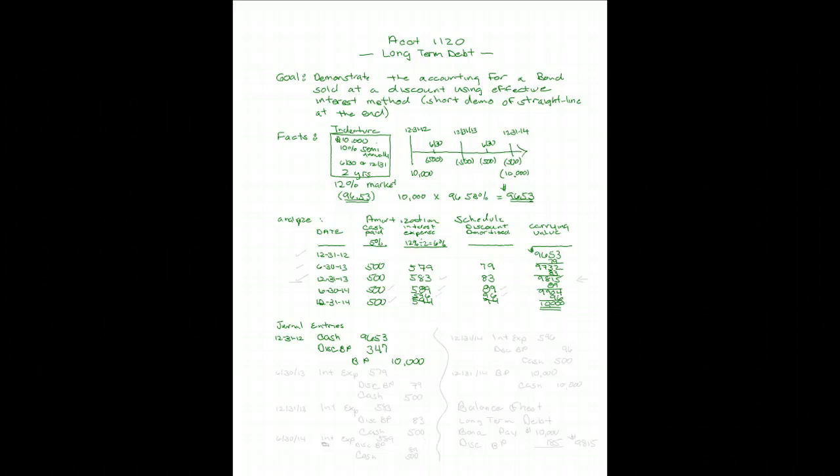So the bond is issued. On 6/30/2013, you make your first interest payment. So you'll have some interest expense, which will be $579, and you'll pay cash in the amount of $500. The 500 is 5%, the 579 is 6%. The difference needs to come out of the discount on bonds payable, where we increase it by $79 since we sold it at a discount. So our first two entries are made.